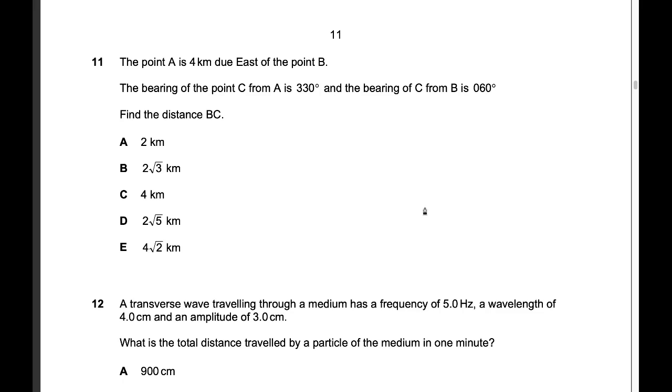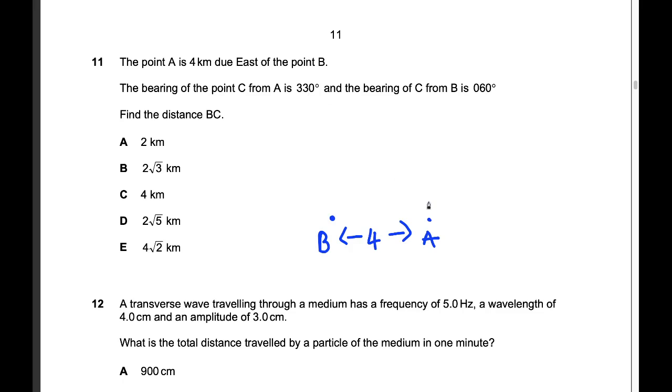A point A is 4 kilometers due east of a point B. So I'm going to put B here, and I'm going to put A here. I know that distance is 4, so that's 4 in the middle. Should have left myself a little bit more room. Okay. The bearing of C from A is 330 degrees.